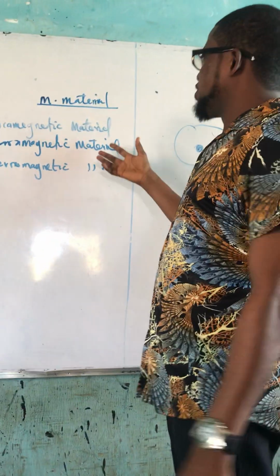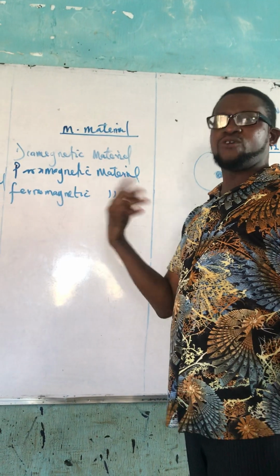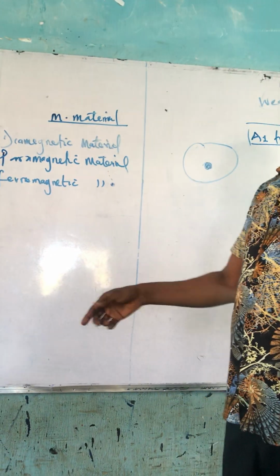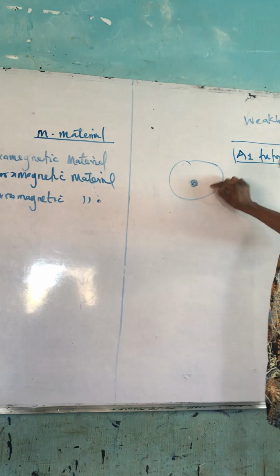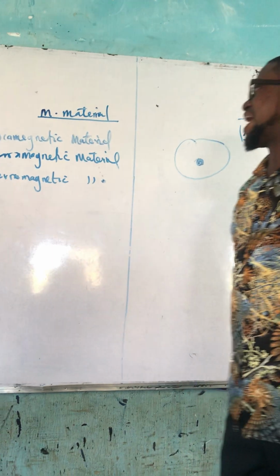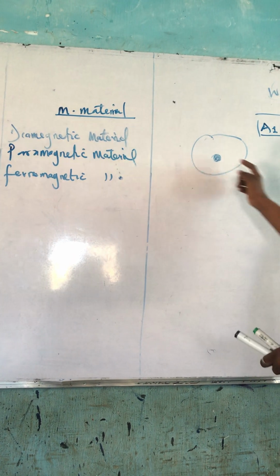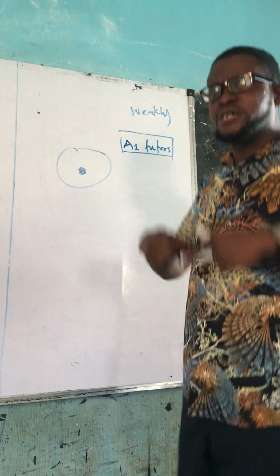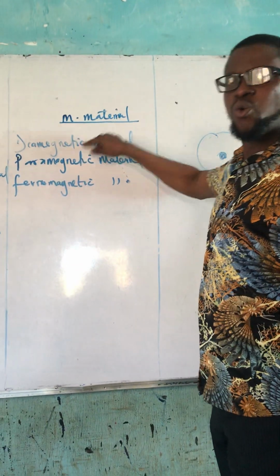So these are, according to the classification of magnetic material, the three major ones. We have others, but these are the three major magnetic materials. And I told you that the classification is based on the response of these materials when they are brought to the magnetic field. I said this one, called diamagnetic material, will always be repelled. Any material that is repelled by the magnetic field is called diamagnetic material.